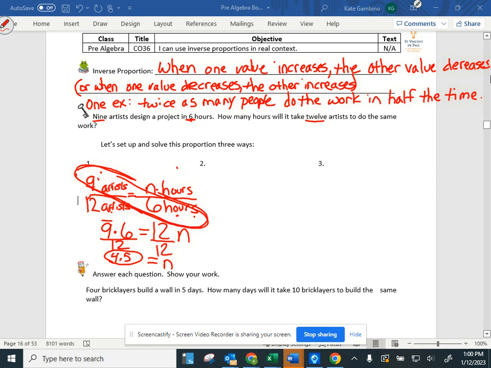No square roots. We're not doing square roots. You just said square root. 9 times 6 is 54. 54 divided by 12. Aiden.